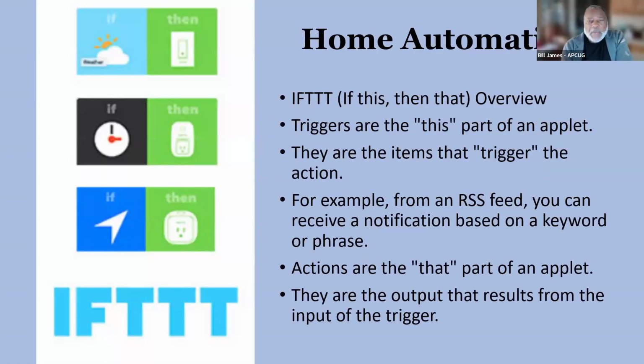Now, when I was talking about if this, then that, I'm just going to give you a basic overview of what that is. So the trigger is the this, and that's part of the applet. And there are items that trigger the action. For example, you can receive a notification based on a keyword or phrase, and the action is the that part, and they are the output that results from the input of the trigger.